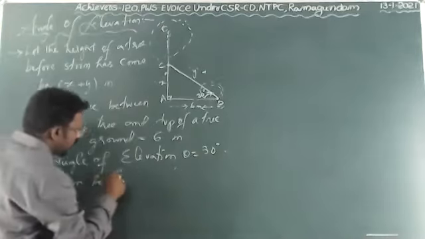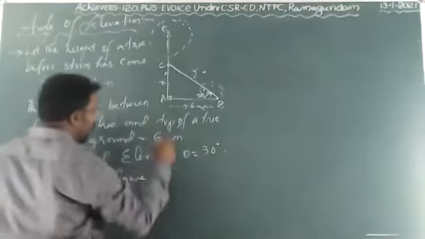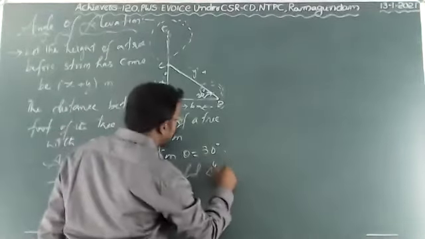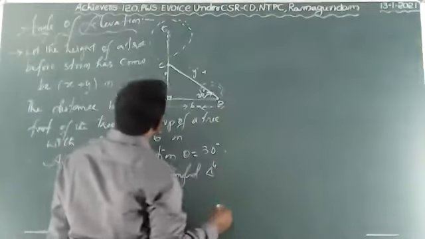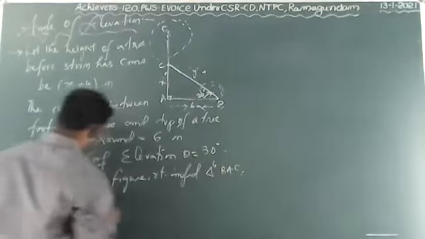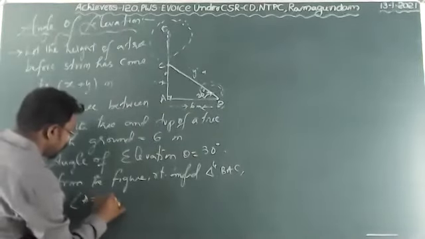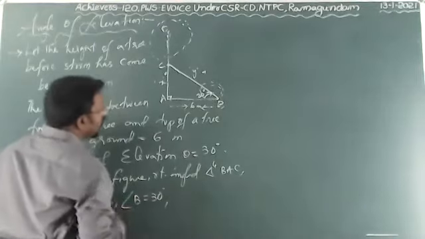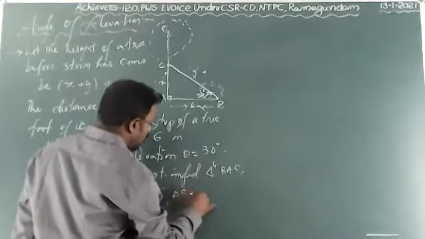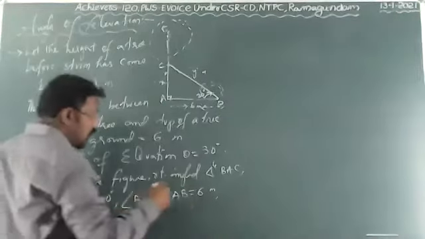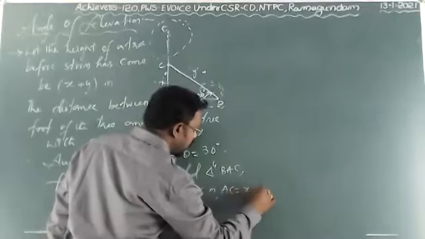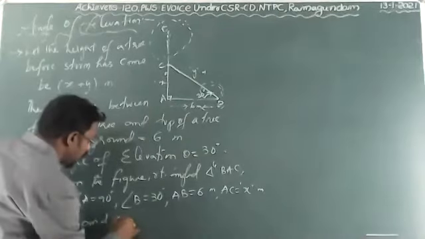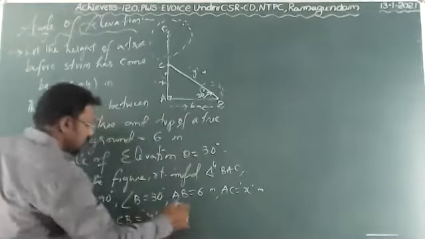From the figure, right angle triangle. Yes, right angle triangle. What is this, sir? BAC. Angle A is 90. Angle B is 30 degrees. Next, AB is equal to 6 meters. AC is equal to x meters, and CB equal to y meters.